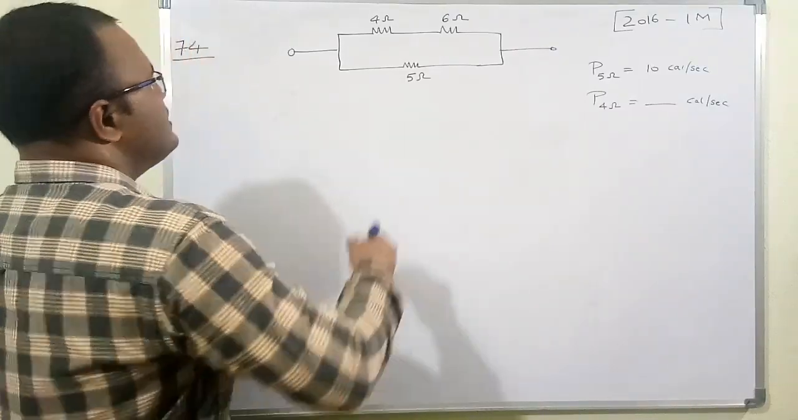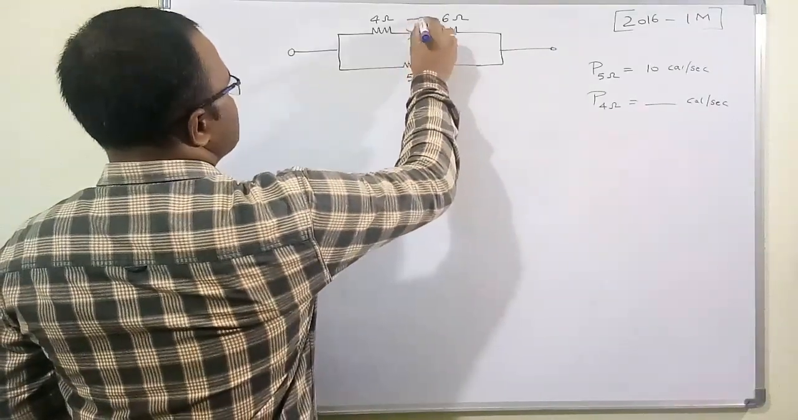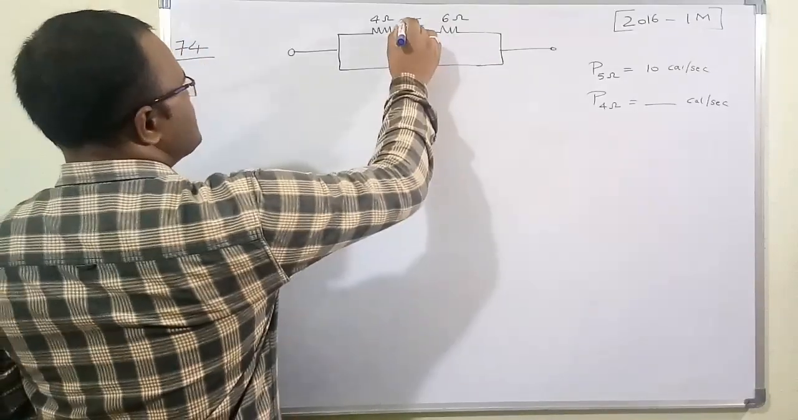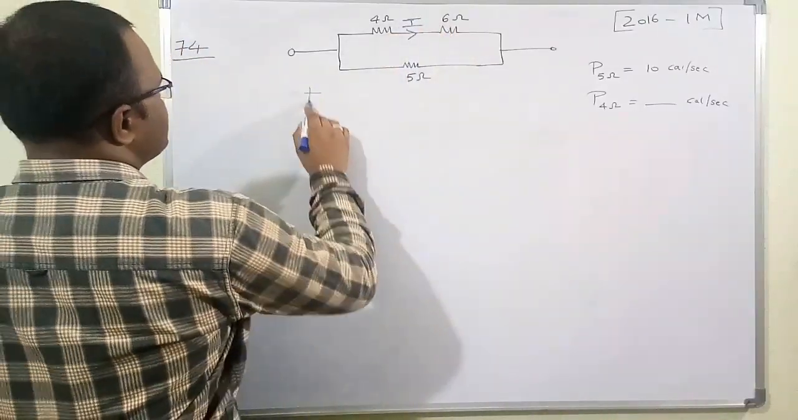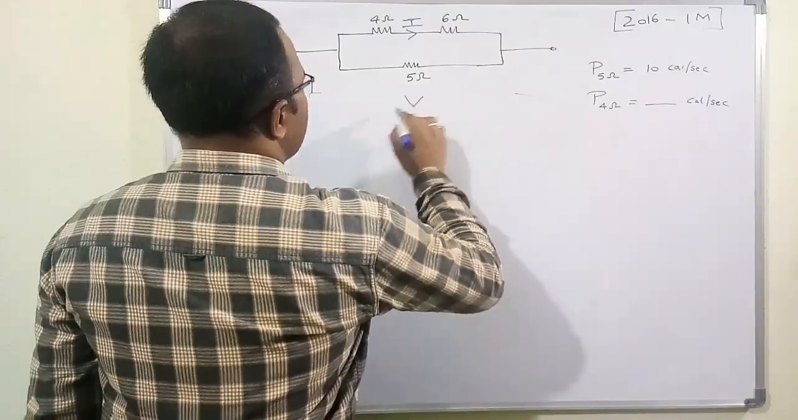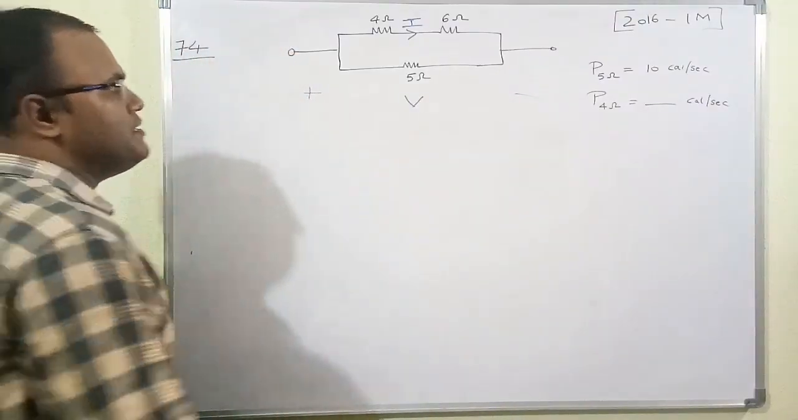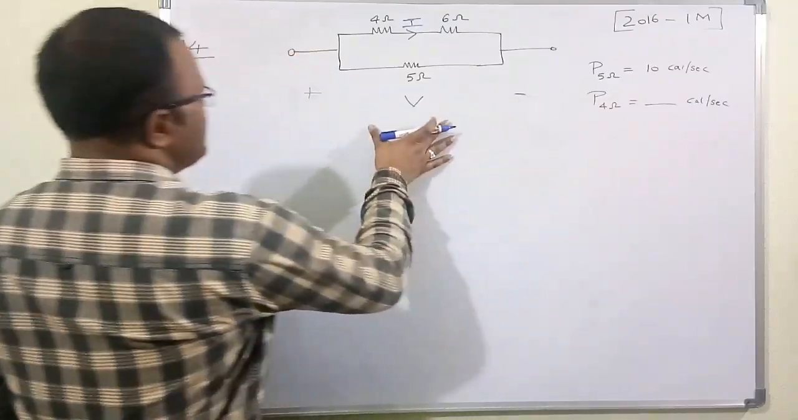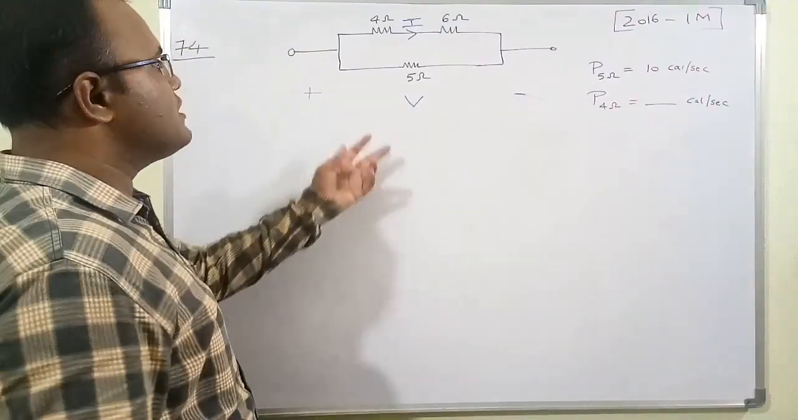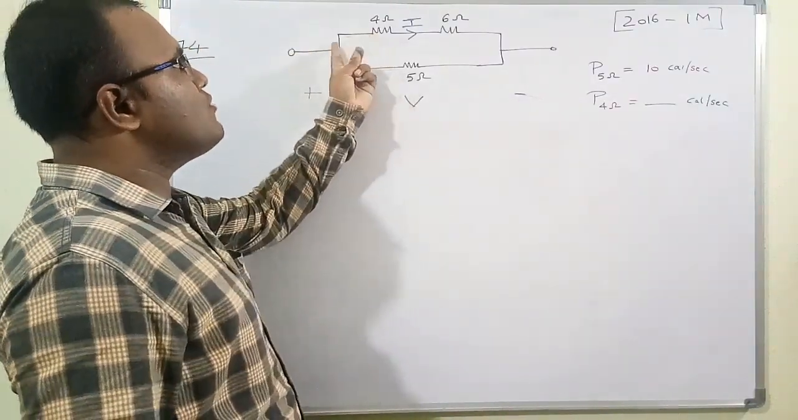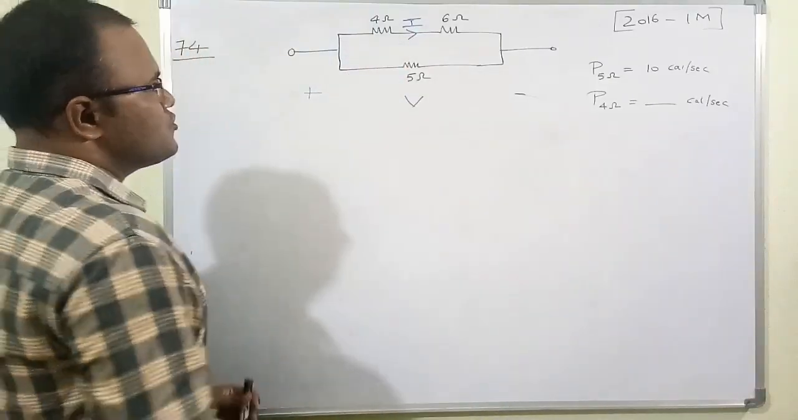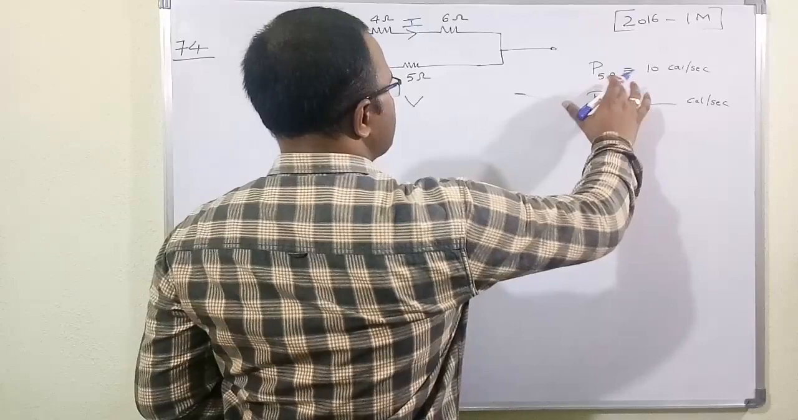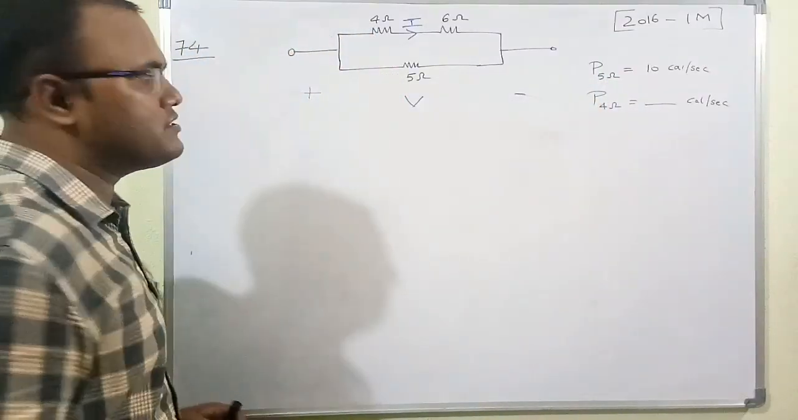Let me assume the current in the first branch is I. And let me also assume there is a voltage difference across the 5 ohm resistor. Since this is in parallel, the voltage across the 5 ohm is also equal to the voltage across the combination of 4 ohm and 6 ohm. So they have already given the power in the 5 ohm resistor is 10 calories per second.